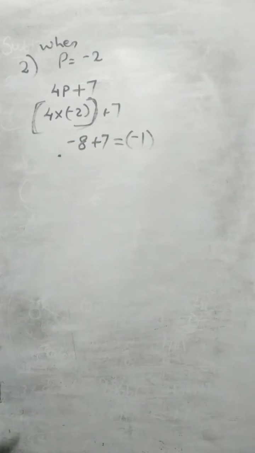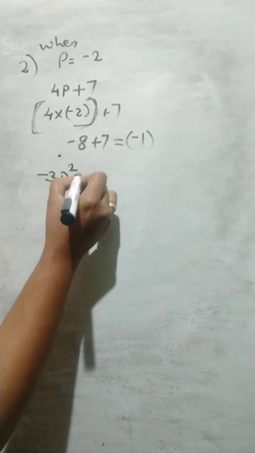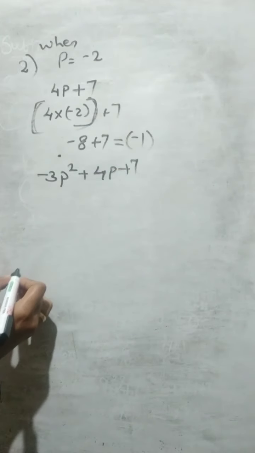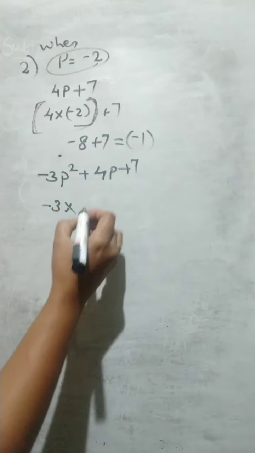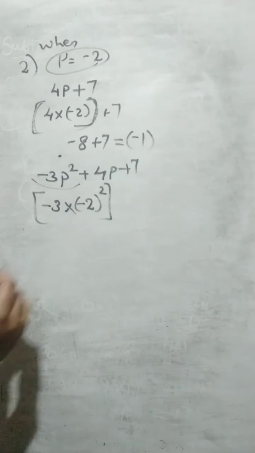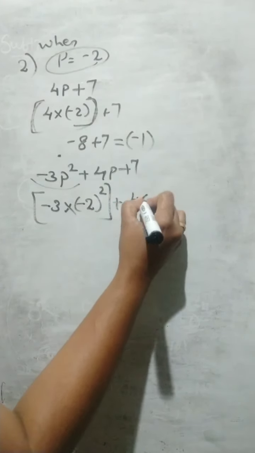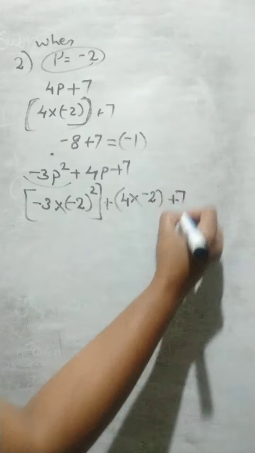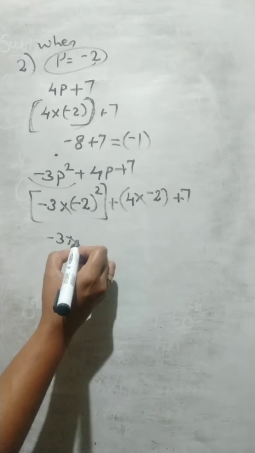Then the next question is negative 3p squared plus 4p plus 7. That is, negative 3p squared is equal to negative 3 multiplied by, here p is equal to negative 2, negative 2 squared. This part will be one term. Each term we can put in brackets, then do that work, then the next term and so on. Okay. This is another one. Then plus 7. Now negative 3, negative 2 times negative 2, positive 4.